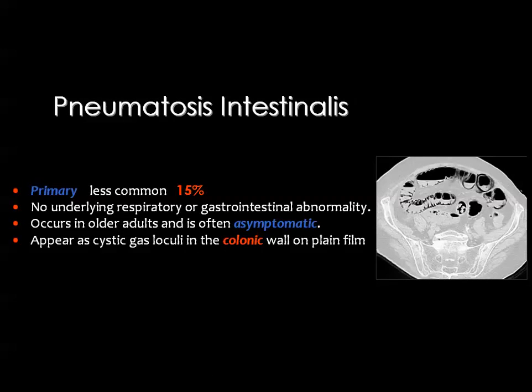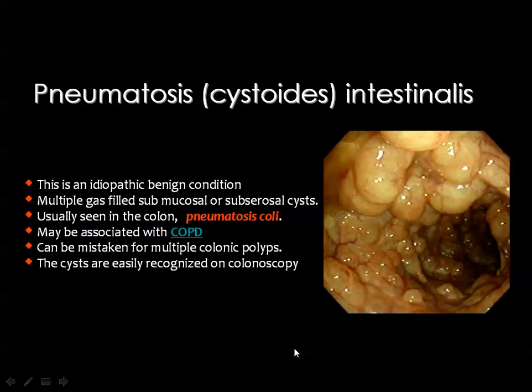Then we came to the issue of pneumatosis intestinalis, and by this we mean that there is air in the wall of the bowel. We have two types: the primary type, which is less common, and the secondary type, which is more common. The primary type is seen in about 15% of cases, and there is no relation with respiratory or gastrointestinal abnormalities, is usually located in the colon, and is mostly asymptomatic.